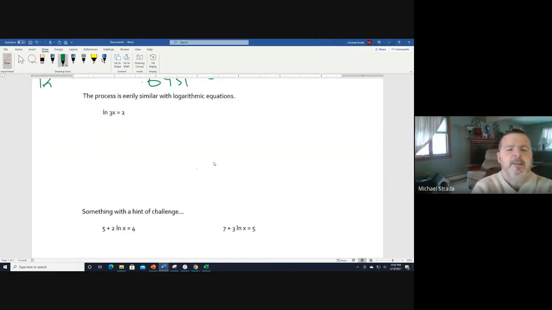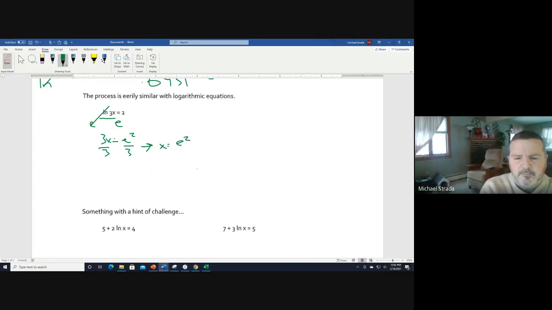The natural log of 3x, the natural log is isolated. So we raise them both to a power of e. The e and the natural log cancel out, giving us 3x equals e squared. To get rid of a multiplication by 3, I divide by 3. And x equals e squared over 3 is the exact. If it tells you to estimate, you would go to your calculator, do e squared, and then divide that by 3.